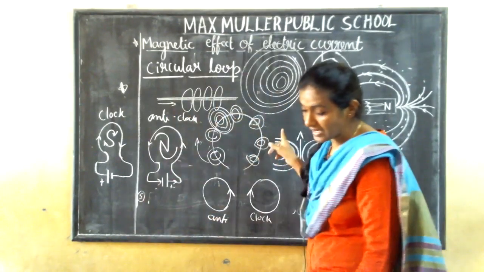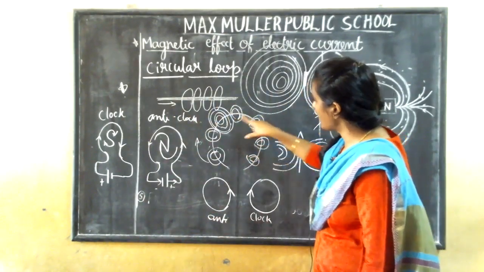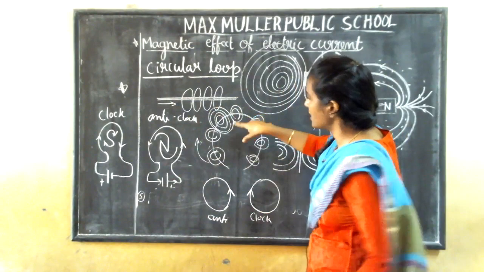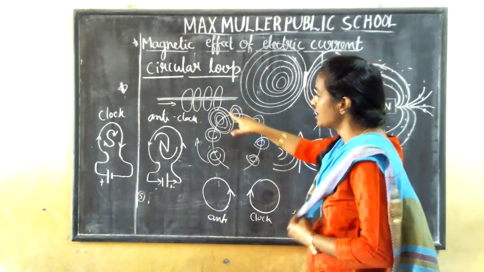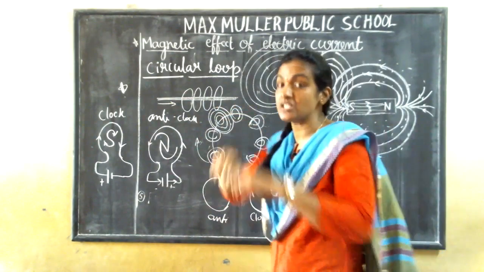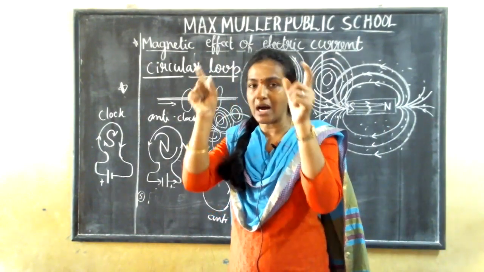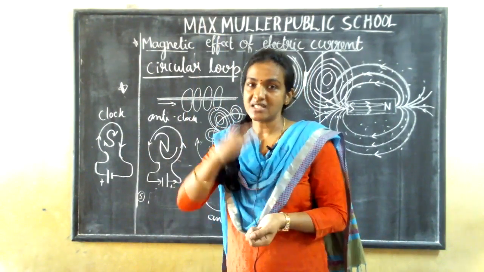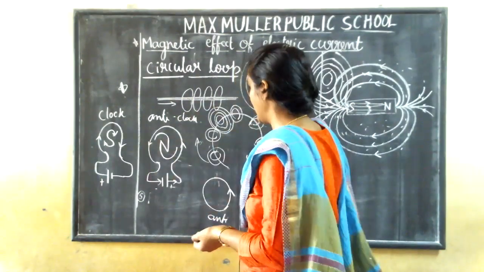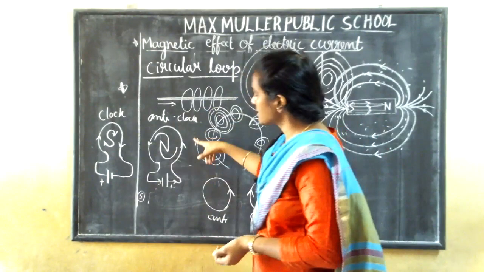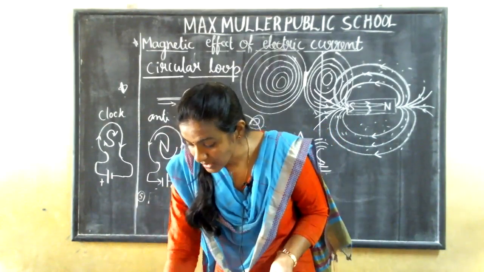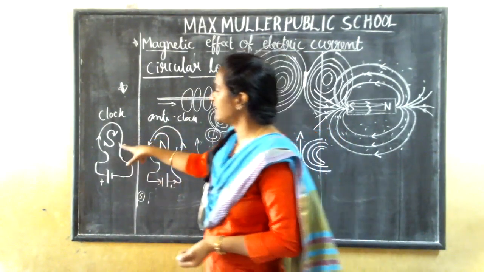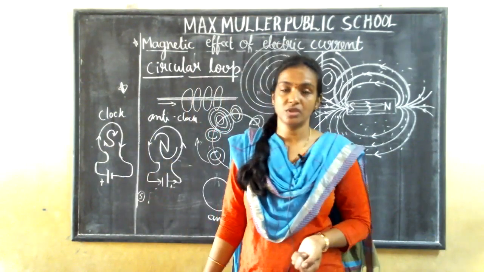One more important point: how do the magnetic field lines look at the center of a circular loop? This is the circular loop, and these are the magnetic field lines. At the center they will be a straight line. We are not saying that the circular loop itself is a straight line; it is just a part of a circle, but at the center point it looks like a straight line. Next, when the current flows anti-clockwise, that is north, and when the current flows clockwise, that is the direction of south here.